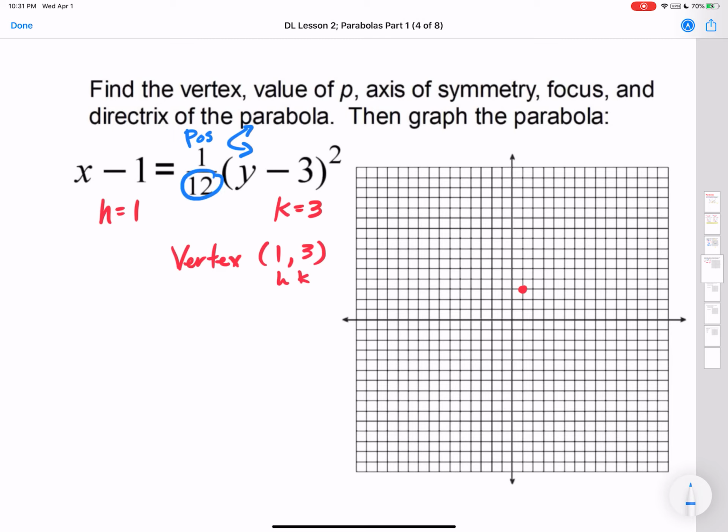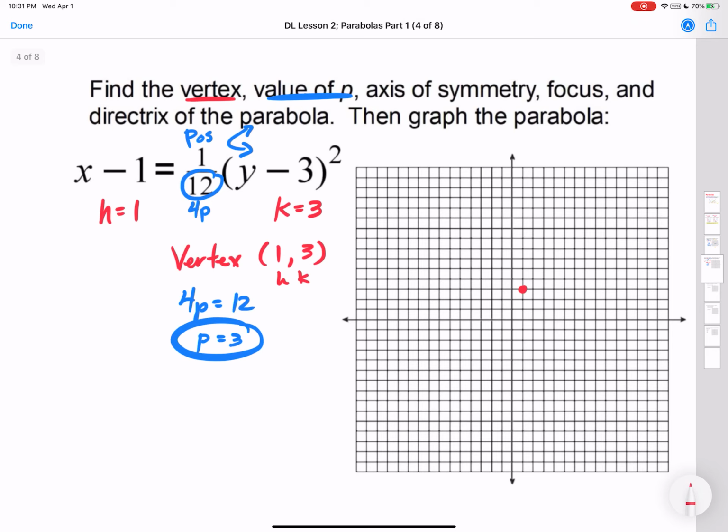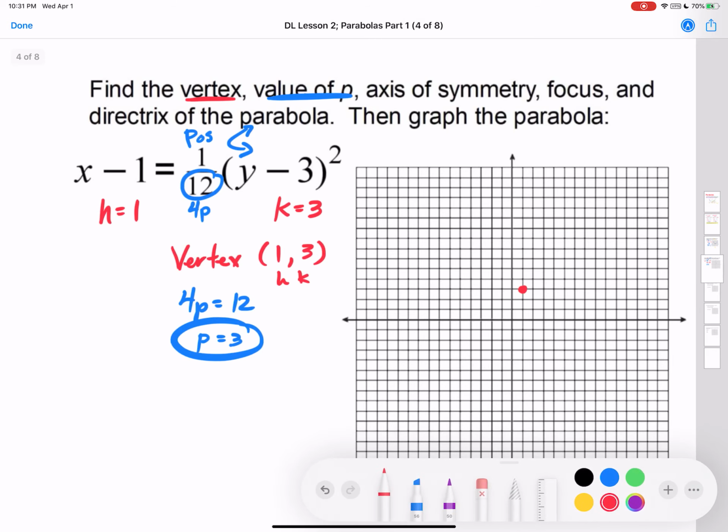And that 12 is our 4p. So I need to figure out, well, what is p? So if 4p is equal to 12, that means p must equal 3. So we know what the value of p is. We know our vertex. And what we're going to do is use that value of p to help us figure out, well, what is the focus and what is the directrix?